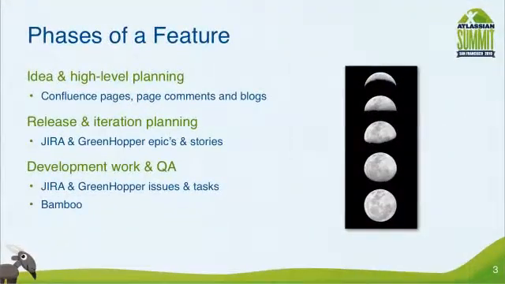So the first thing to realize, I think, is that a feature is a really large construct. It spans a long period of time, and it has a number of different distinct phases. And at Atlassian, we tend to use different tool sets for each one of those phases. So the first phase is this idea or high-level planning. You take that idea and you crystallize it into something via, for us, Confluence.